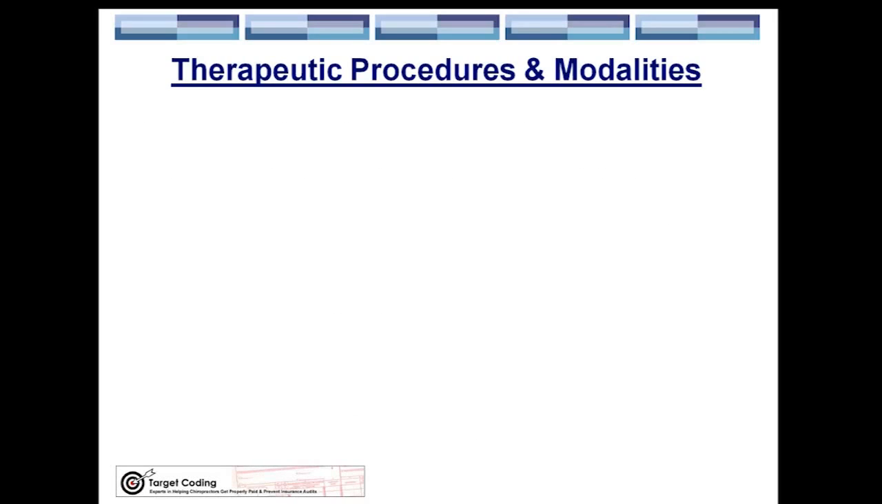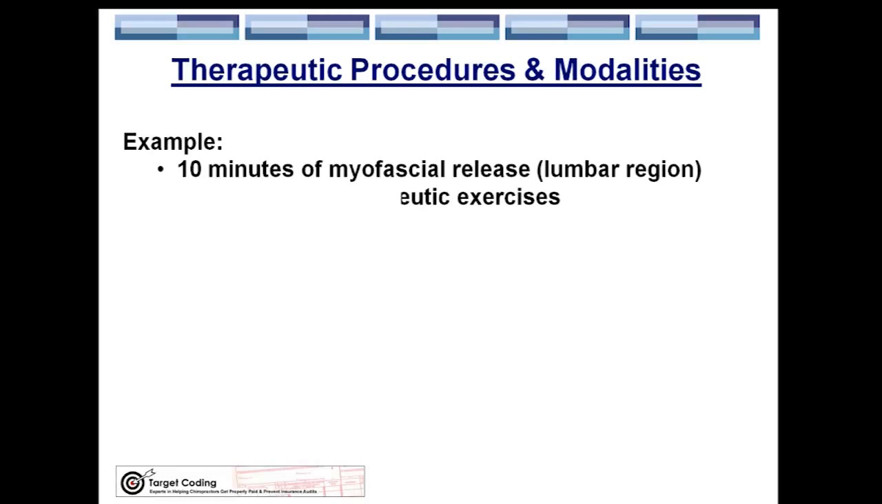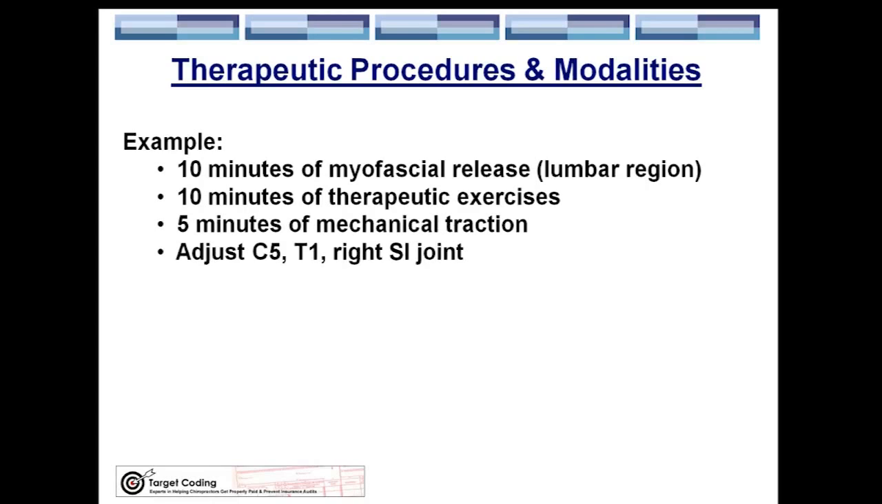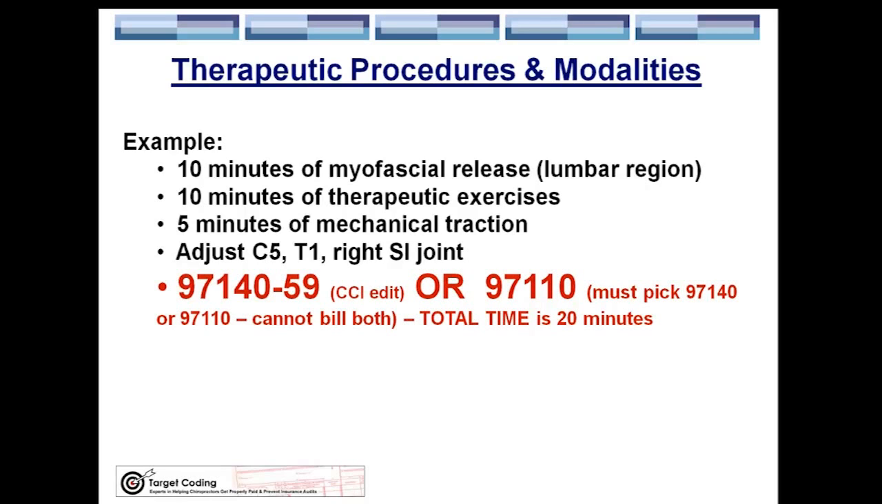Now, I'm going to give you a little surprise quiz. See how you do. 10 minutes of myofascial, 10 minutes of therapeutic exercises, 5 minutes of traction, and chiropractor adjusts C5-T1 in the right SI joint. How would you bill this? Well, here's my question. Can you bill both the exercises and the myofascial release? The answer is no, because the total is 20 minutes. Remember, 1 unit is 8 to 22 minutes. So you could only bill one of the codes, 14 or 110. And then you'll bill the 97012 and 98941.